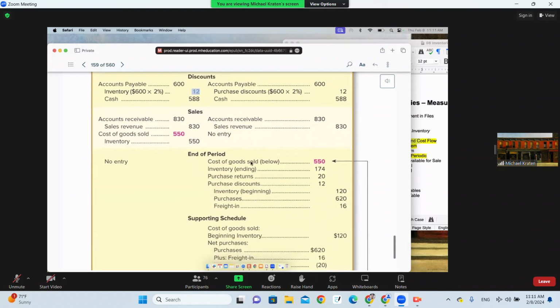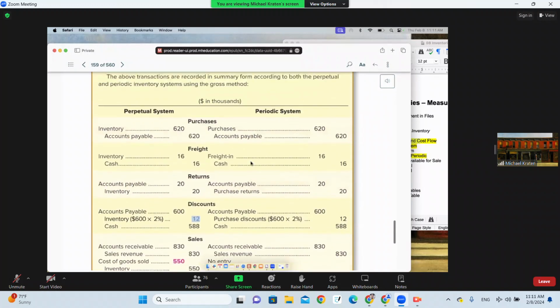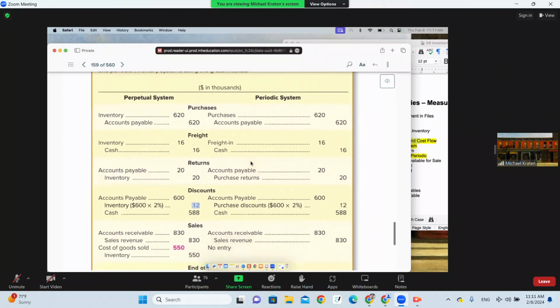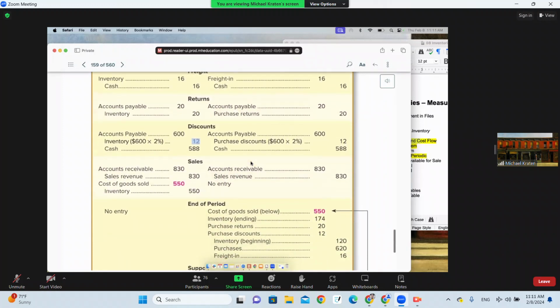Okay. So, sales. What the textbook author calls the perpetual system on the left is what we've learned. You're going to take $550 of inventory that cost you $550 to either manufacture or purchase, and you're going to sell it for $830, thus making a profit.